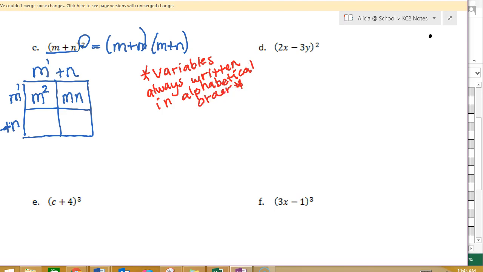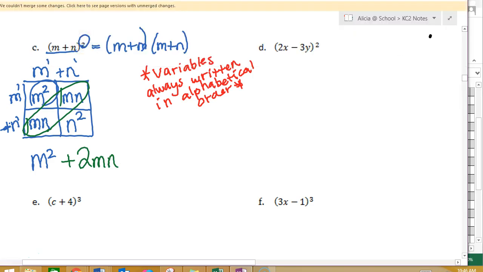Alright, so next term, m times n, again, alphabetical order. m comes before n. n times n, well, this is n to the first, this is n to the first, so this is going to be n squared. Writing out all my terms in alphabetical order, I see an m squared. I see two mn's. Each of these has a coefficient of 1, so 1 plus 1 is 2mn. And our last term is n squared.